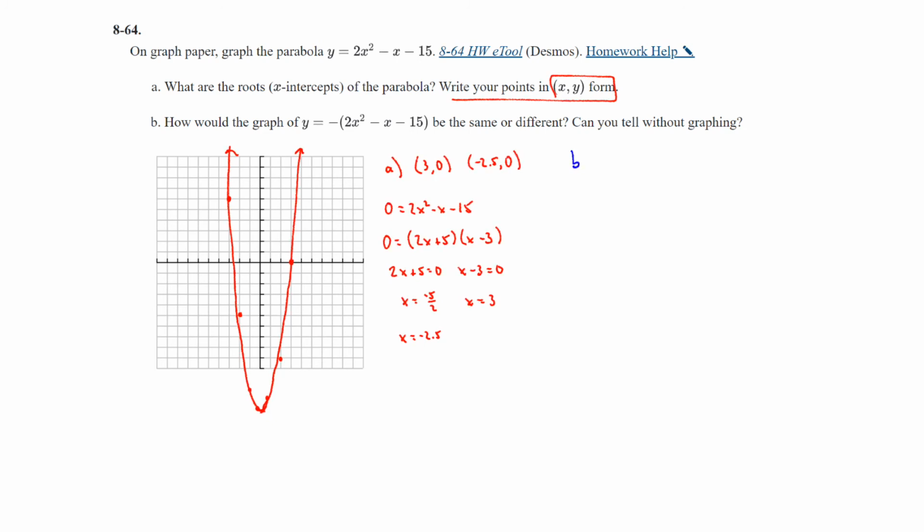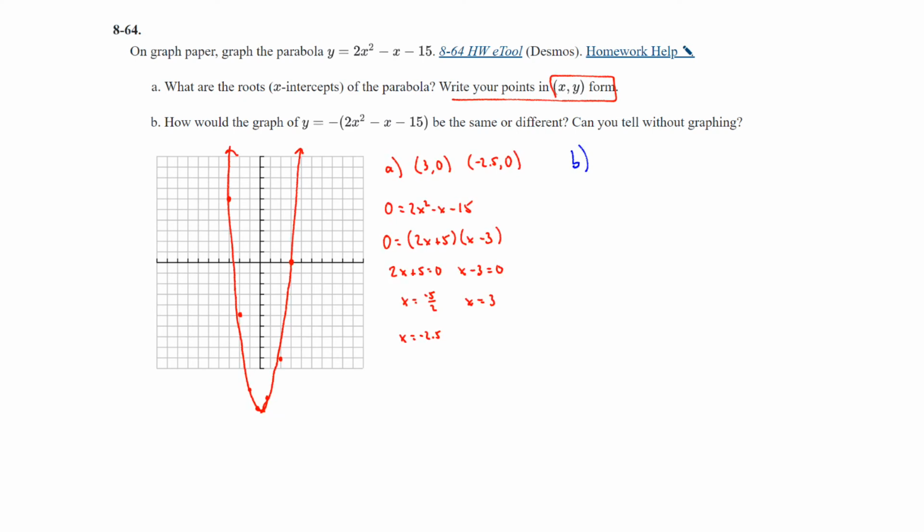So let's see what B asks. How would the graph of y equals the opposite of the entire thing, 2x squared minus x minus 15, be the same or different? And can you tell without graphing? If you're not sure, get an idea of what you think is going to happen, and then you can plug it in the calculator and see what actually does happen, or plug it into Desmos.